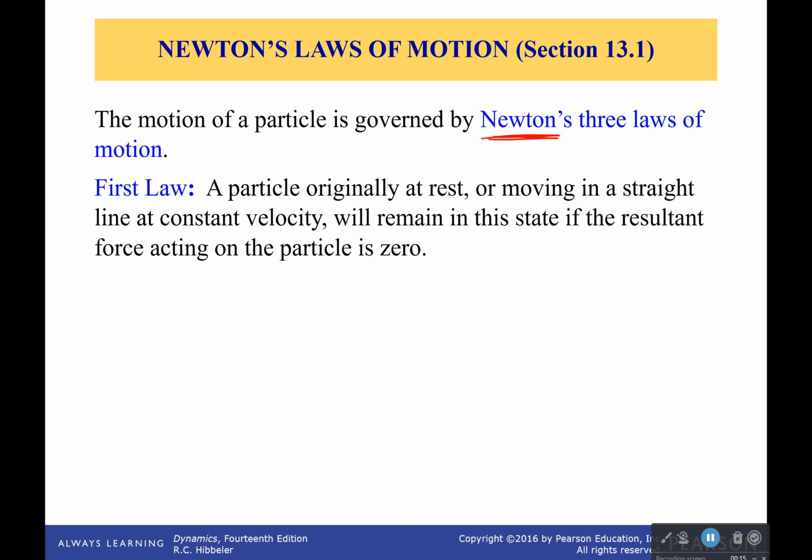That's Sir Isaac Newton. And he had 3 laws of motion, which we're going to learn how to connect to force. So first off, a particle originally at rest, or moving in a straight line at constant velocity, will remain in this state. The resultant force acting on the particle is 0. Okay, so force is going to affect our velocity.